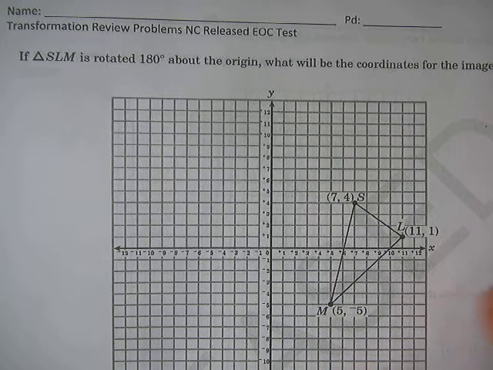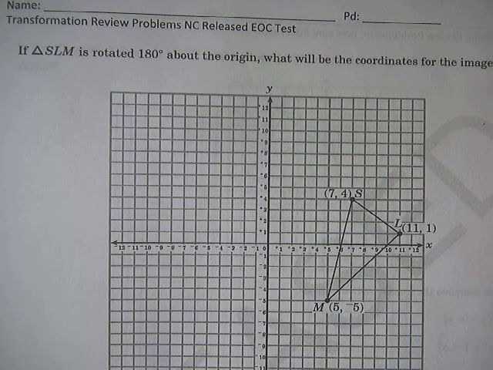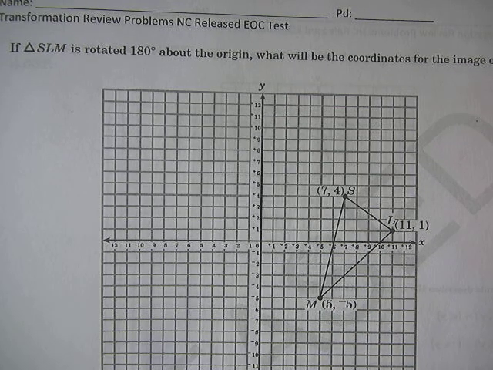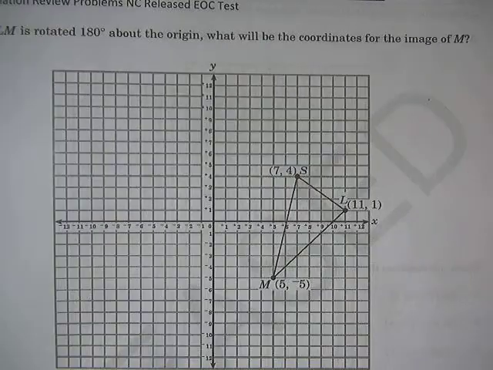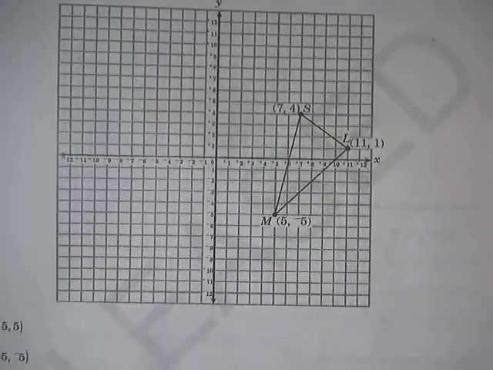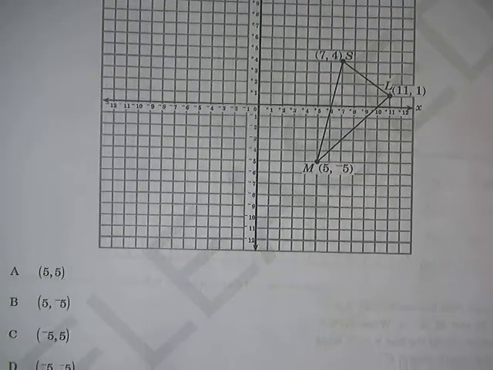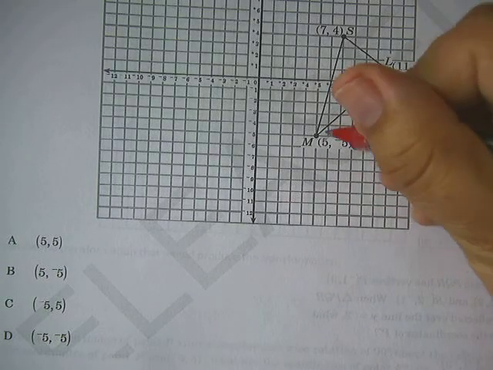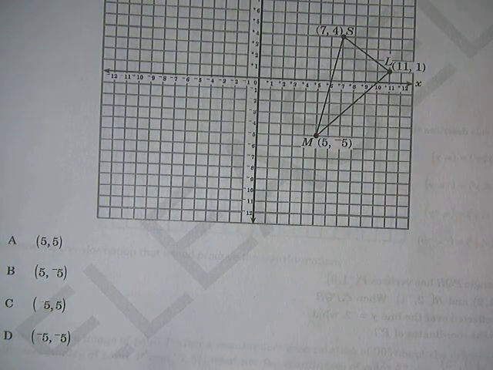Page 15 of the North Carolina packet. If triangle SLM is rotated 180 degrees about the origin, what will be the coordinates of the image M? And they give you a couple choices here. So they're asking for the coordinates of this point if I rotated 180 degrees about the origin.